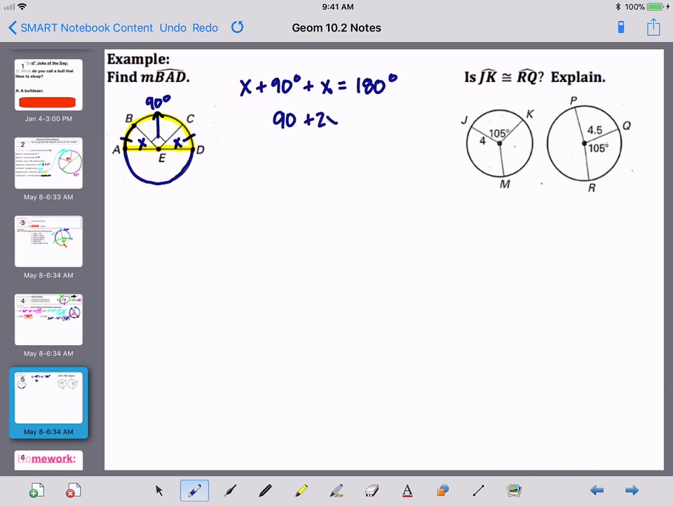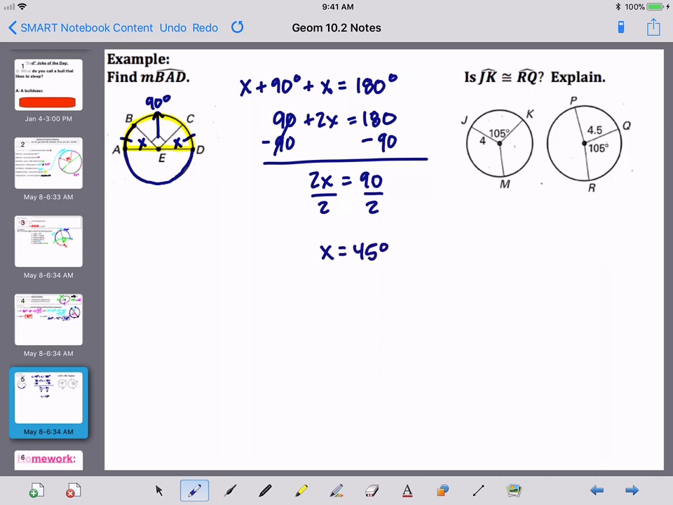So that means 90 plus 2x equals 180. If I subtract the 90 from both sides, I'm left with 2x equals 90, and then dividing by 2 gives me x has to be 45 degrees. So now to find my answer, to find that length of arc BAD, or the measure of arc BAD, I have 45 degrees plus this semicircle from A to D is 180 degrees. So my final answer is going to be 225 degrees.